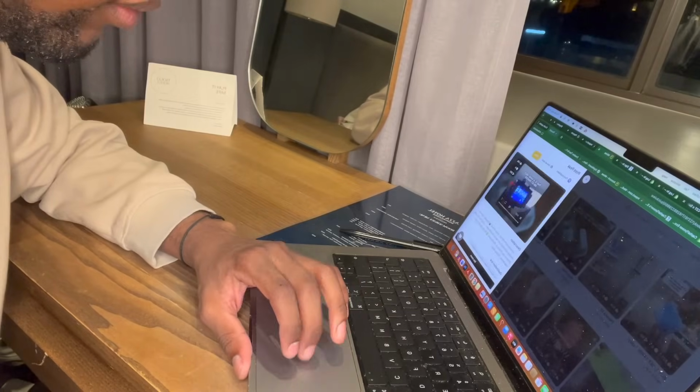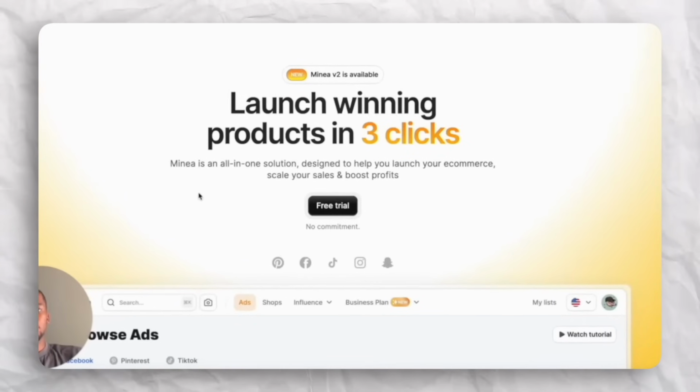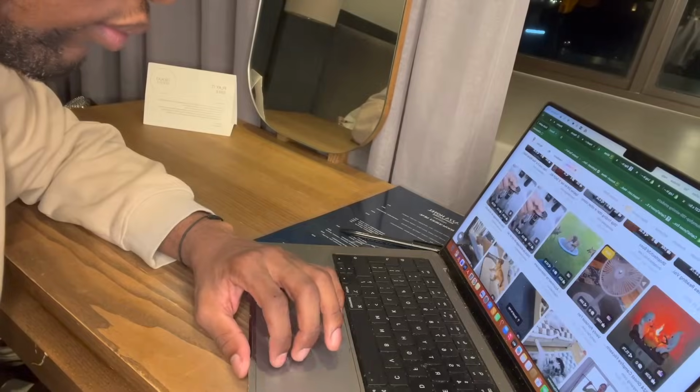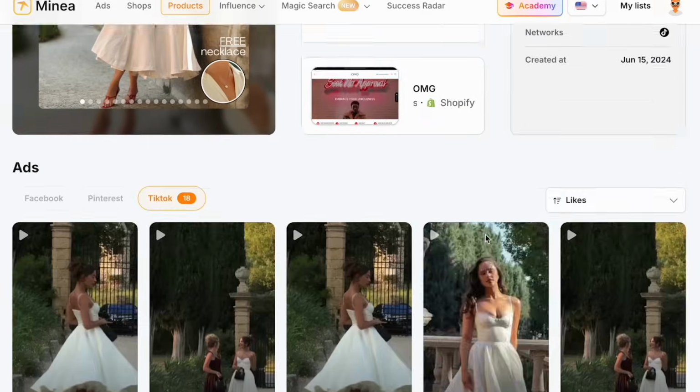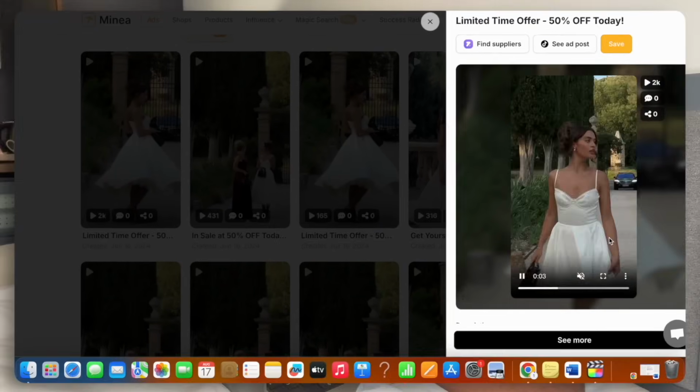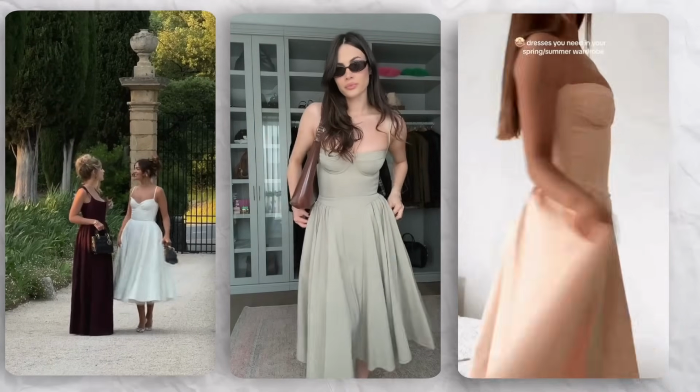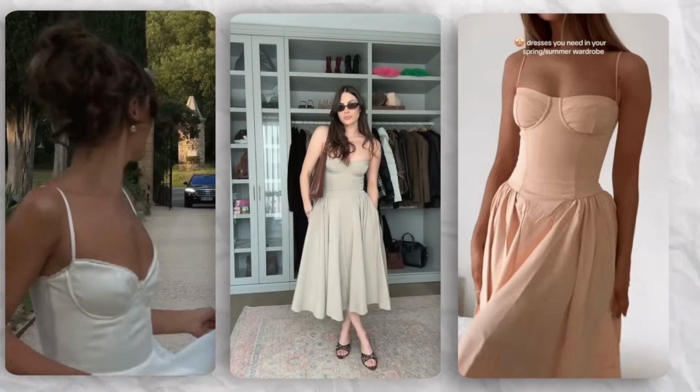So anyway, I found this product on MyNia, which is the product research, product finding software that I use, and the reason I like it is because it gives you the product and then it gives you ads that you can go ahead and use to test. I have 3 ads that are selling this exact product that I basically all got from MyNia, and I'm kind of excited about this product. And now it's time to move on to building this website.